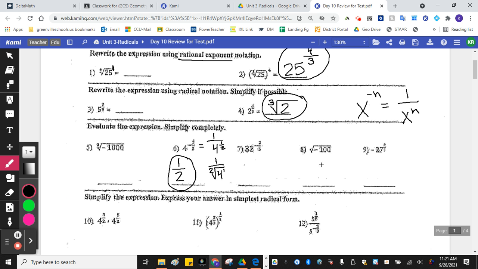All right, on 8. We just learned 8 yesterday. Square root of -1 times the square root of 100. Square root of -1 is the definition of i. And then the square root of 100? 10. 10i.